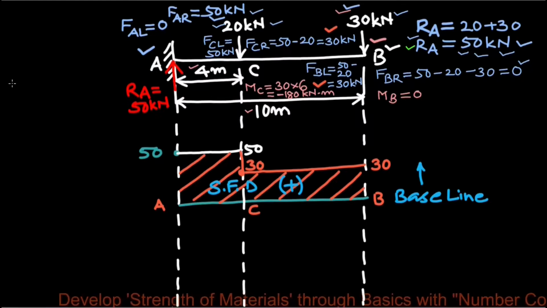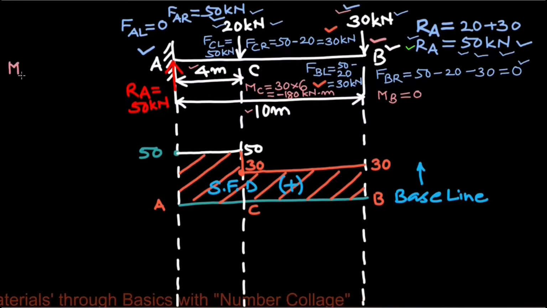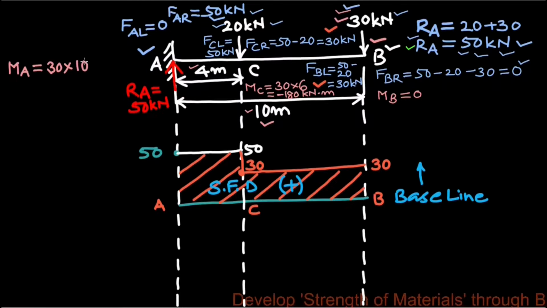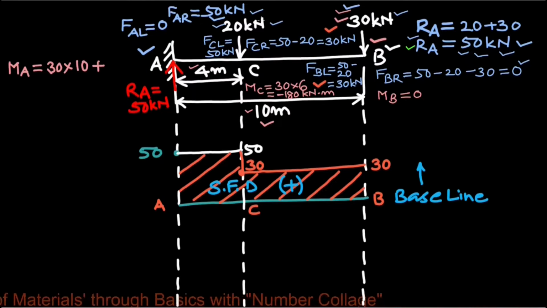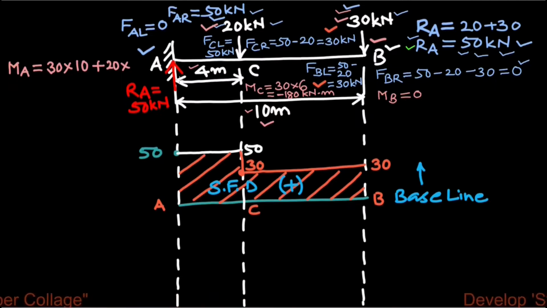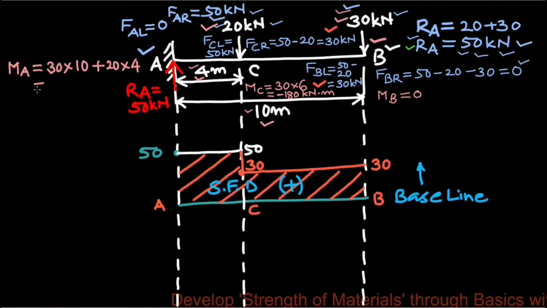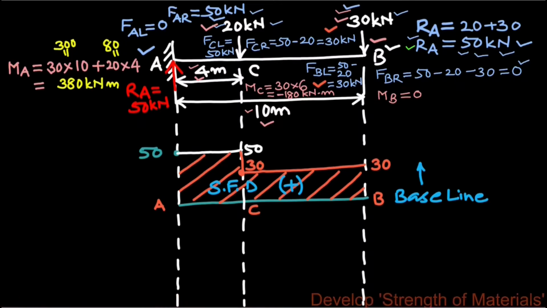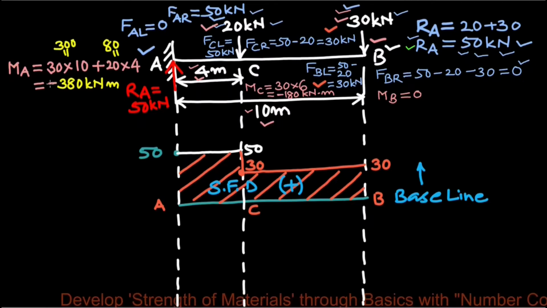Bending moment at point A will be MA equals this 30 kilonewton multiplied by the moment arm 10 from A, plus this 20 kilonewton multiplied by the length of moment arm from A, which is this 4 meter. So it will be this 300 plus this 80, that is 380 kilonewton meter. But this will be a hogging bending moment, hence it will be negative.